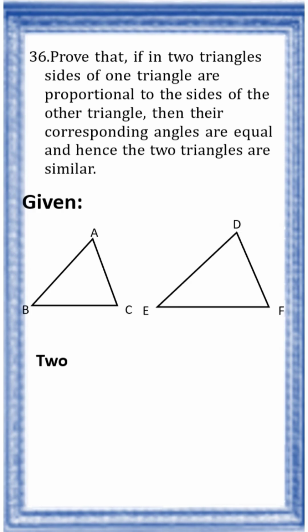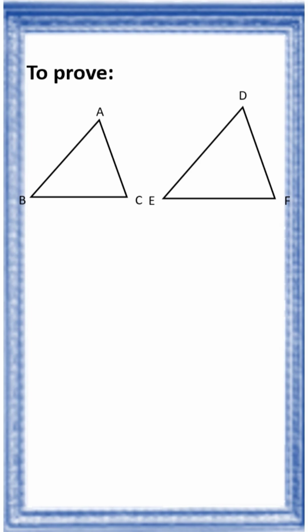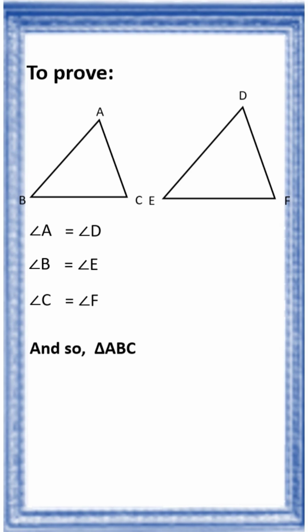What has been given here? Two triangles ABC and DEF such that AB/DE = BC/EF = AC/DF. Look at the figure and write. To prove: angle A = angle D, angle B = angle E, angle C = angle F, and hence triangle ABC is similar to triangle DEF.